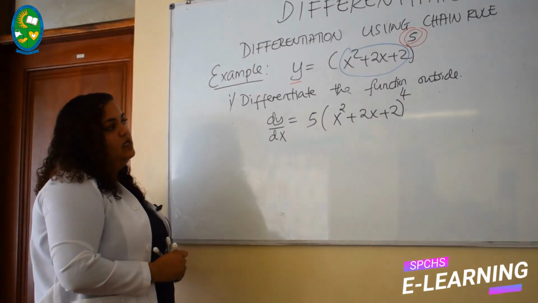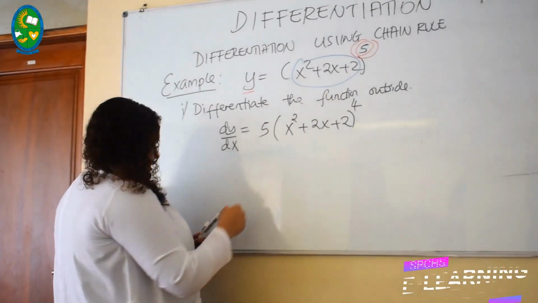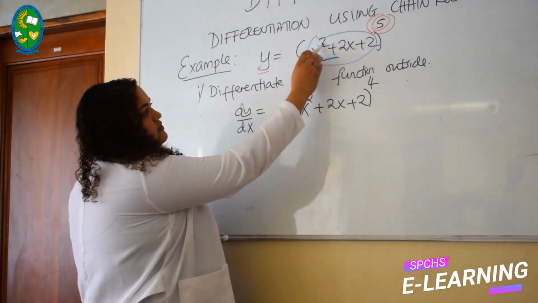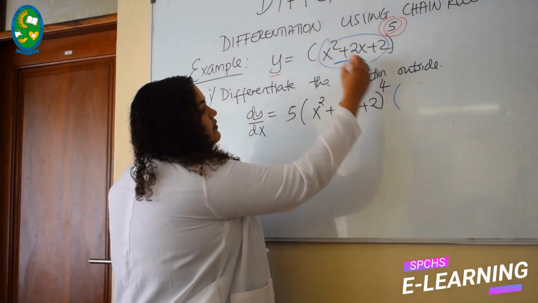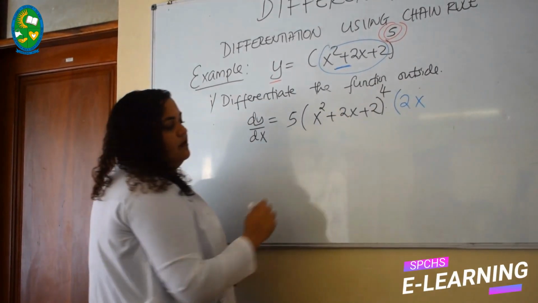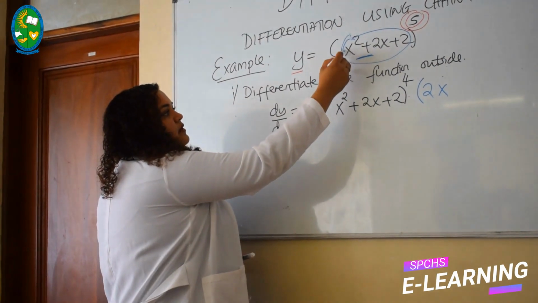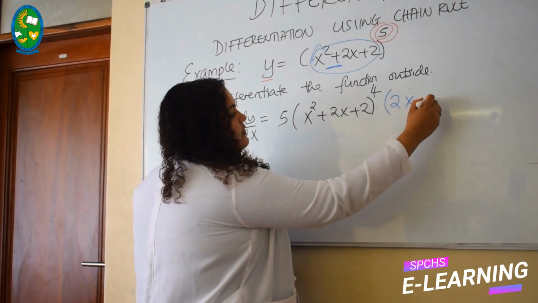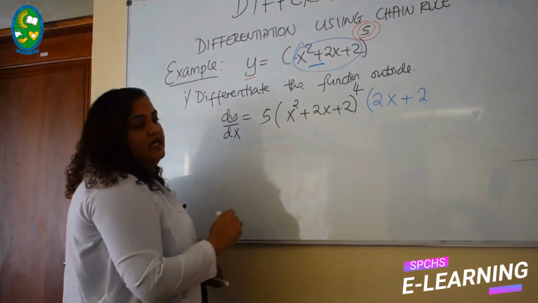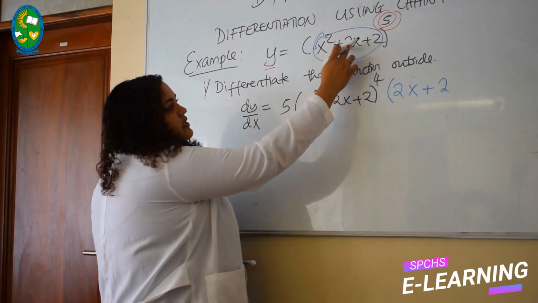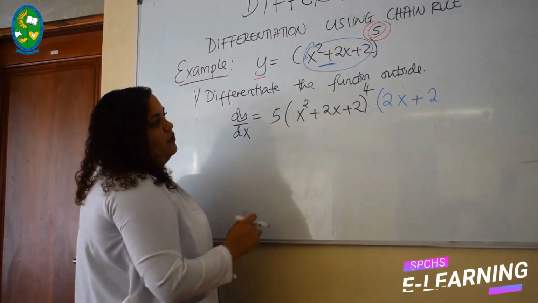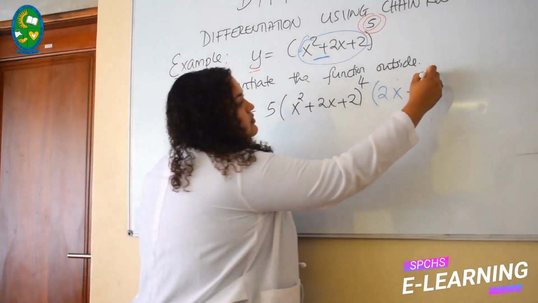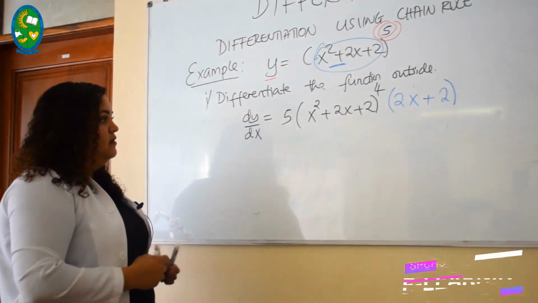And step number 2 is differentiating the function inside. So differentiating this function inside, what do we have? When you differentiate x squared, you will have 2x. Why? 2 comes down, 2 reduces by 1 by the power rule. When you differentiate 2x, what do you have? You have 2. Why? When you differentiate x, it reduces by 1, you'll end up with 2. When you differentiate 2, what do you have? A 0, because 2 is a constant. So that is the second part.